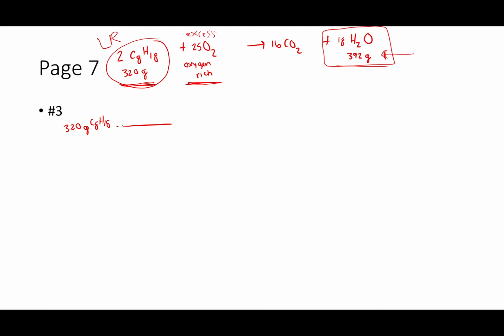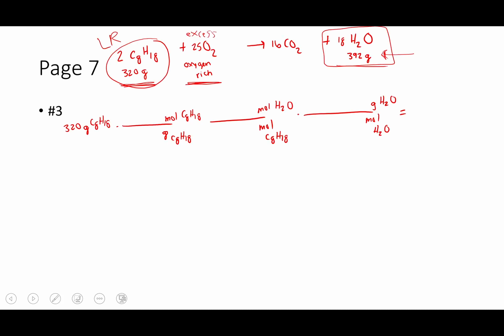Okay, so I'm going to have grams of C8H18 on the bottom, moles of C8H18, moles C8H18 to moles of H2O, moles of H2O to grams of H2O. Okay, so when I fill in my mole-to-mole ratio, I have 1 mole. Oh, sorry. I know that has to be frustrating.